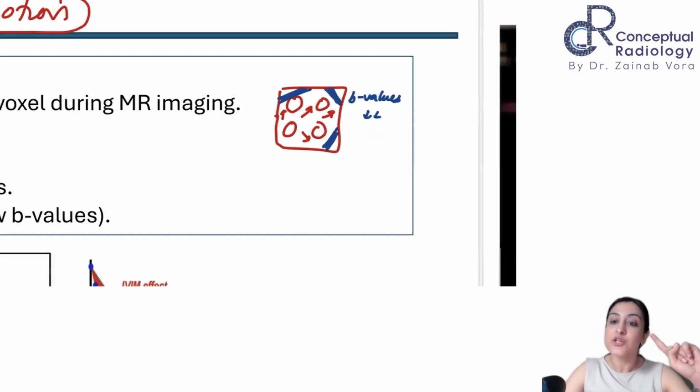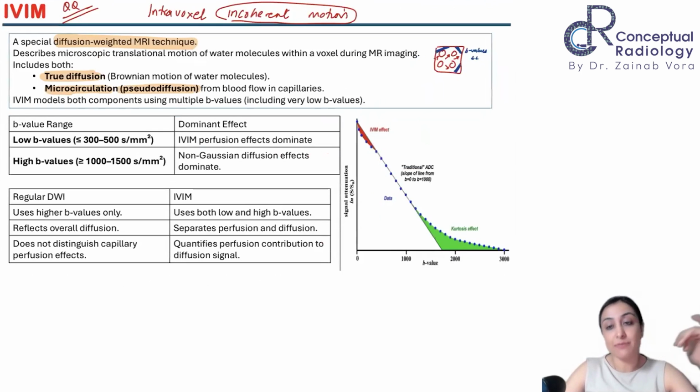And what will you say? Pseudo diffusion is microcirculation. How is it better than perfusion? No contrast, right? I'm using the diffusion parameter only.